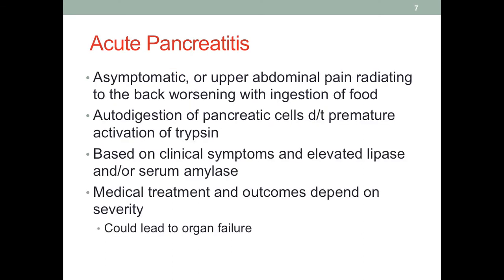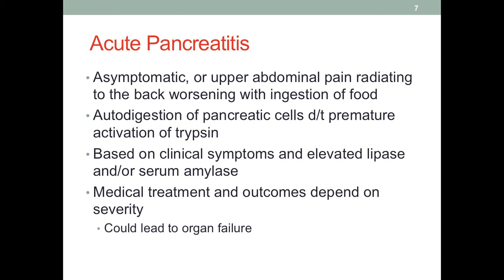Some people with acute pancreatitis do not have any symptoms, although many of them may complain about upper abdominal pain. Some complain that this pain radiates to the back and gets worse when they eat. This is understandable because whenever we ingest food, it stimulates the secretion of pancreatic juice, and this would exacerbate the symptoms. And this pain can really be excruciating. Some patients really suffer a lot with this condition.